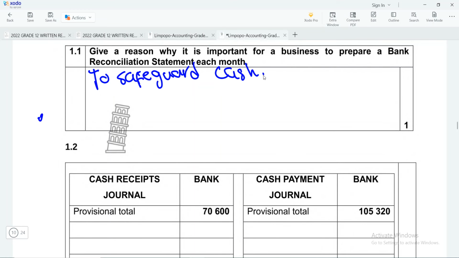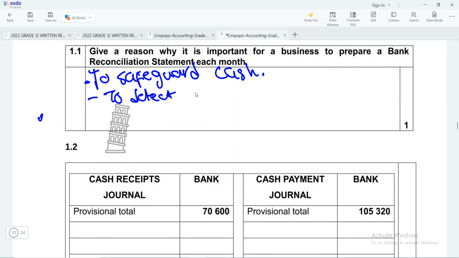So in other words, we want to protect our money as a business. Remember, sometimes it can happen that the bank can overcharge you by mistake. Sometimes it can happen that your bookkeeper or whoever is responsible for depositing the money does not deposit the exact money that you have given them. So when you do the bank reconciliation, you will be able to spot such things. You'll be able to detect things like fraud and so forth. So that could also be another reason. You can say we want to protect cash, and then you can also say to detect fraud.